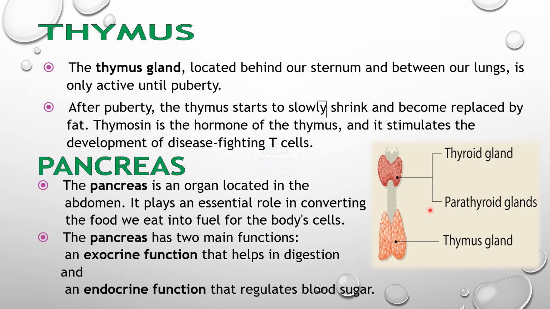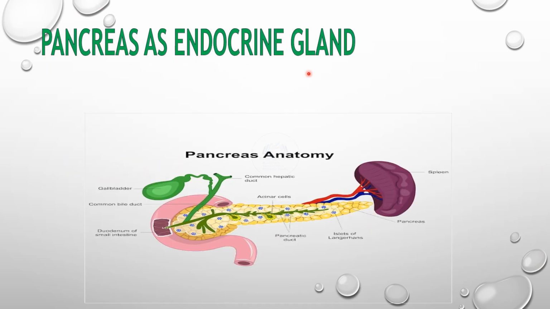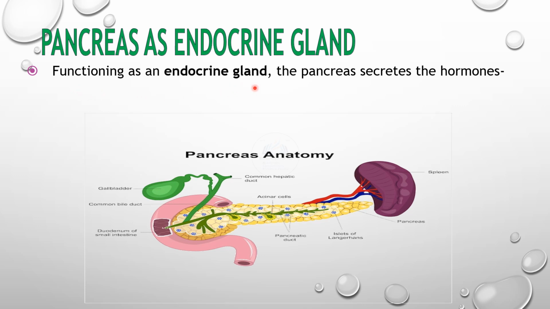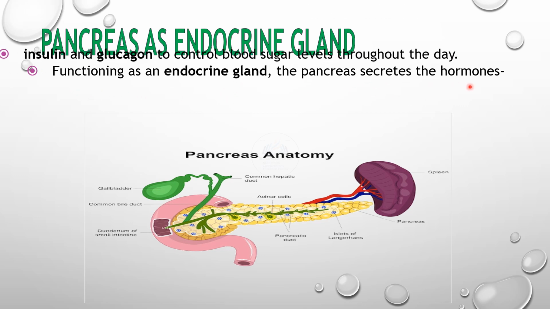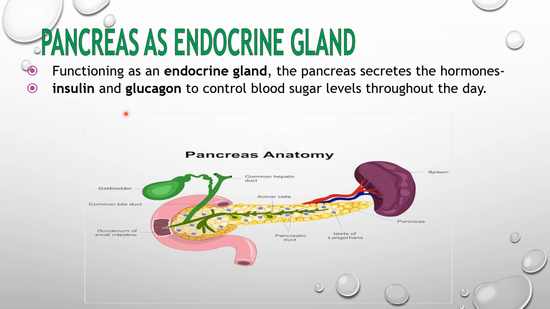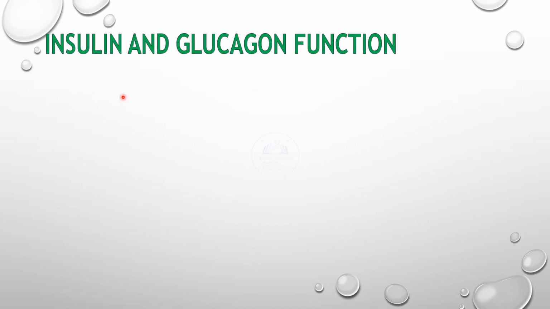Thyroid gland and parathyroid gland, below that the thymus gland is located. Pancreas as endocrine gland. Functioning as an endocrine gland, the pancreas secretes the hormones insulin and glucagon to control blood sugar levels throughout the day. This is the anatomy of the pancreas, which is representing glands as an exocrine gland and an endocrine gland.